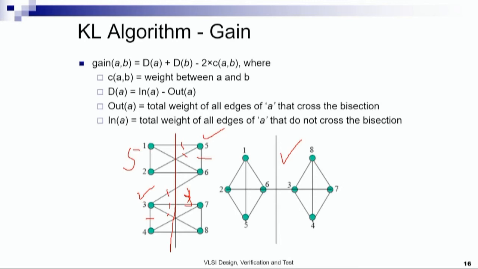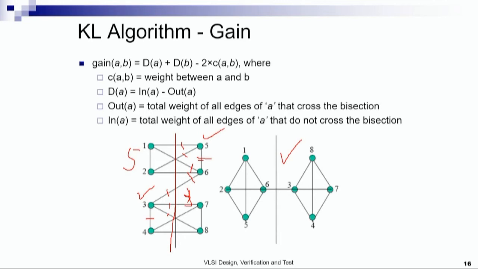Similarly, 6 also had a dA value of minus 2. It has 3 outedges and 1 in edge. So in edge minus outedge is minus 2. So now what happens? When 6 comes this side and 3 comes this side, on this side 6's dA value changes to plus 2 and 3's dA value also changes to plus 2. So 2 plus 2, the total gain is 4.